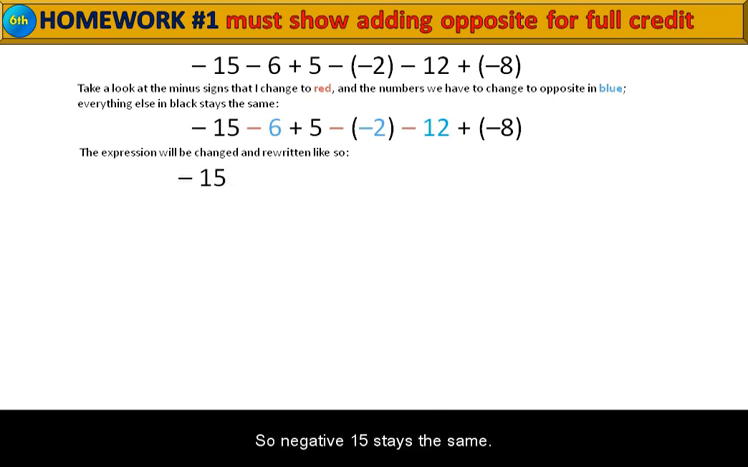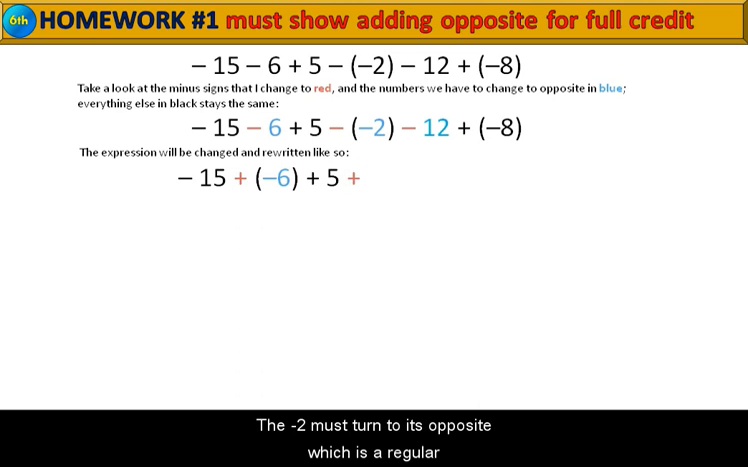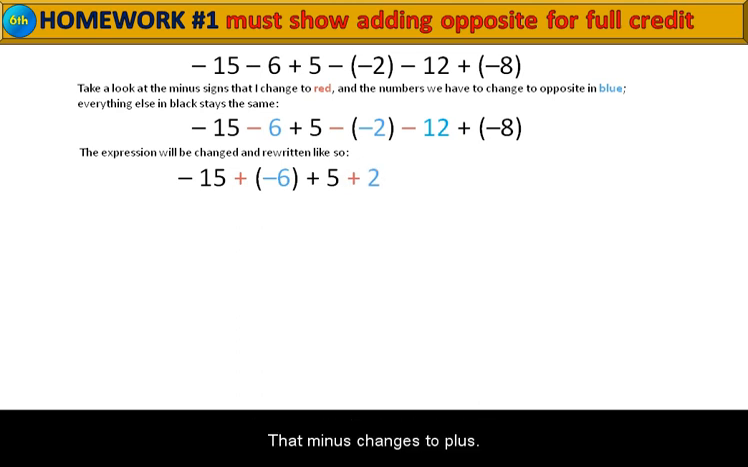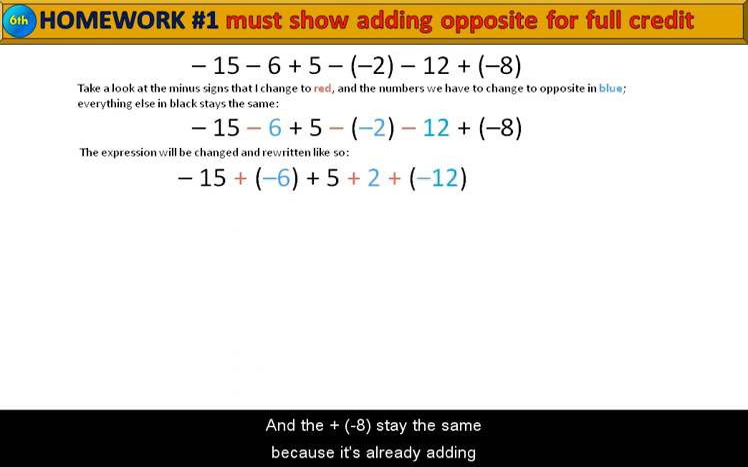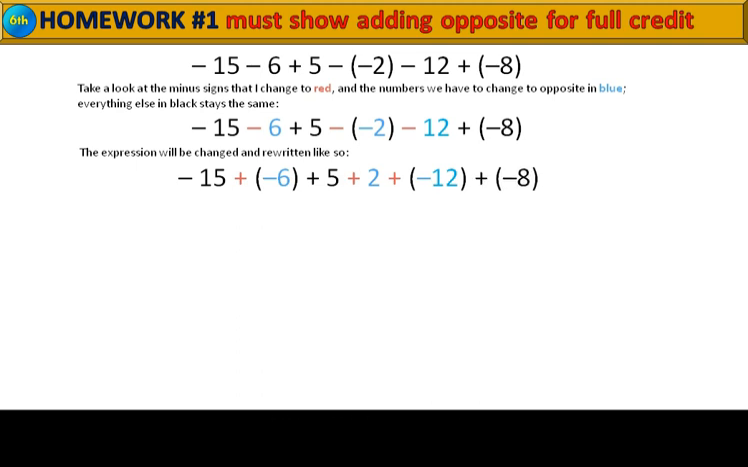So negative 15 stays the same. The minus now changes to plus. The opposite of 6 is negative 6. Plus 5 remains the same. That minus turns to plus. The negative 2 must turn to its opposite, which is a regular 2. That minus changes to plus, and 12's opposite is negative 12, and the plus negative 8 stays the same, because it's already adding.